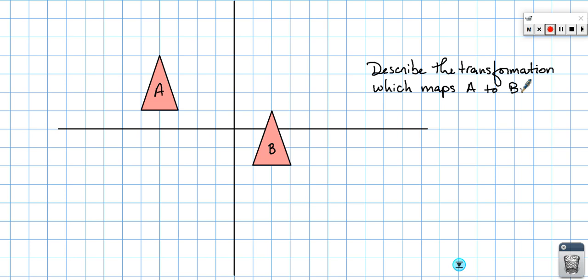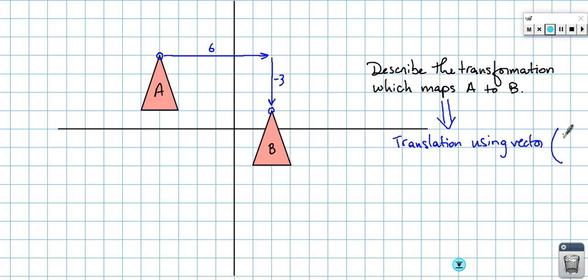We choose a corresponding vertex. So for example, I'm going to choose this vertex, and I'm going to say that vertex. So how much do I need to move on the x-axis, and how much do I need to move on the y-axis? On the x-axis, this is 1, 2, 3, 4, 5, 6. On the y-axis, this is minus 1, minus 2, minus 3. So it is a translation using vector 6, minus 3. And that is our answer.